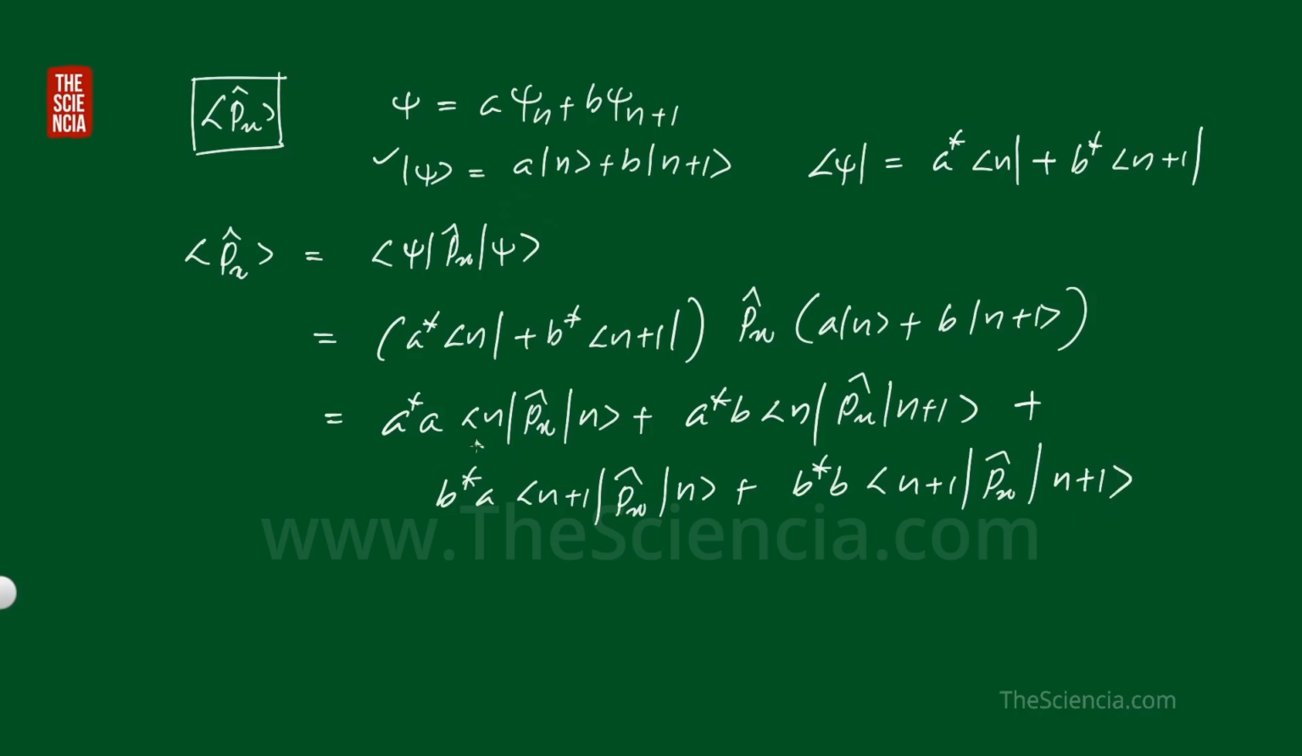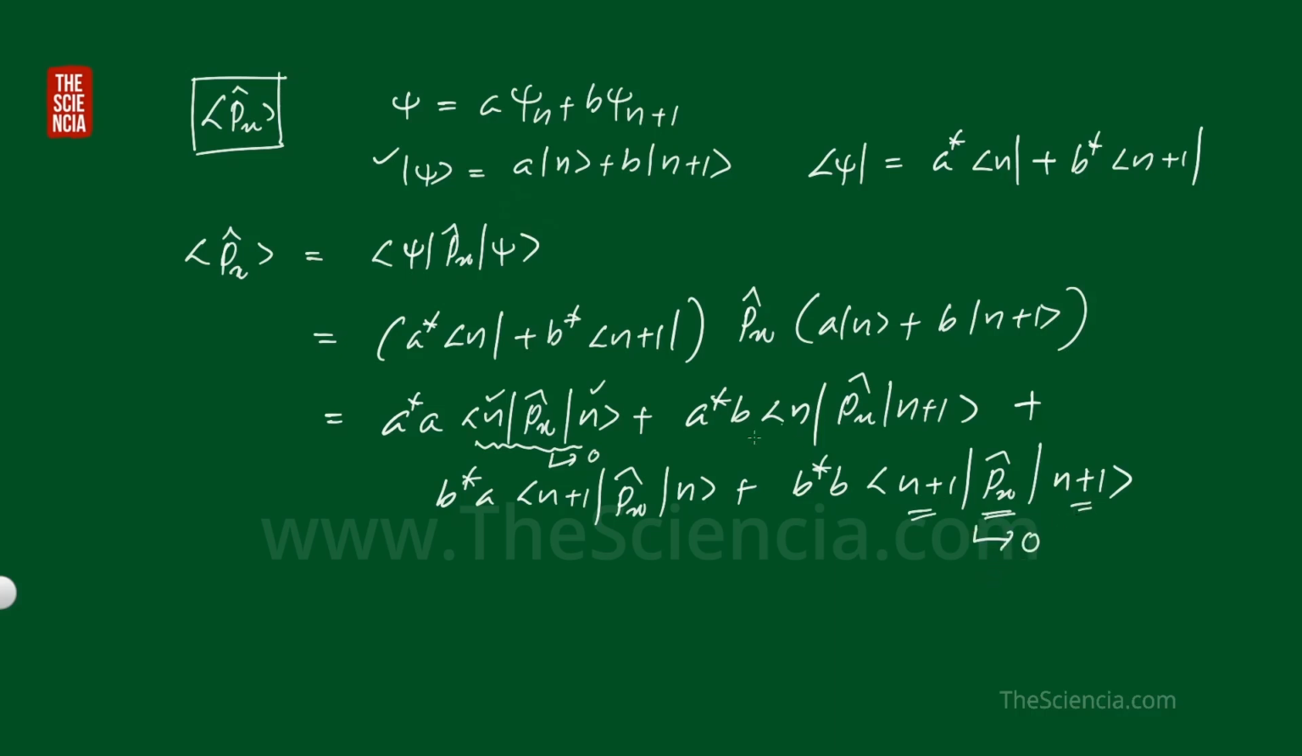Here also, this is the expectation value of Px, which we know is equal to 0, since it is in the same state n. So that value will be equal to 0. And here also the expectation value of Px, and these are the same states, so this is also equal to 0.